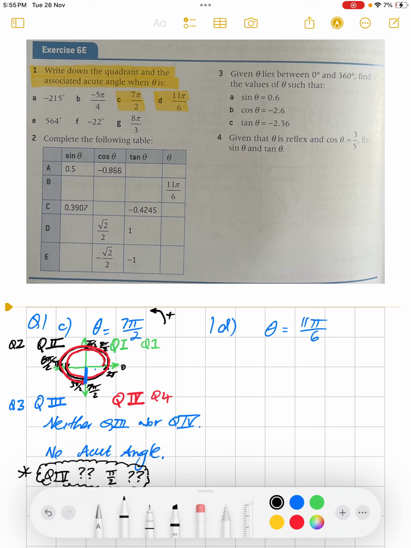So let's look at part D, and we've got 11 pi over 6. This is a little bit simpler and more straightforward than the last question. So we've got quadrant 1, quadrant 2, quadrant 3, and quadrant 4. And let's have a look at our angle. We've got pi over 6. Now pi over 6 is like 30 degrees.